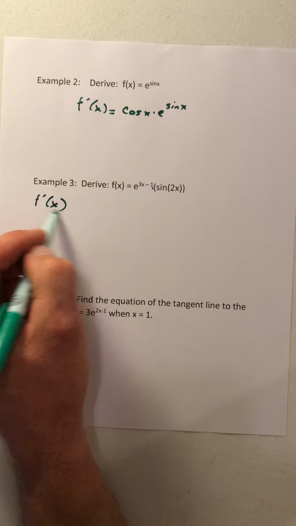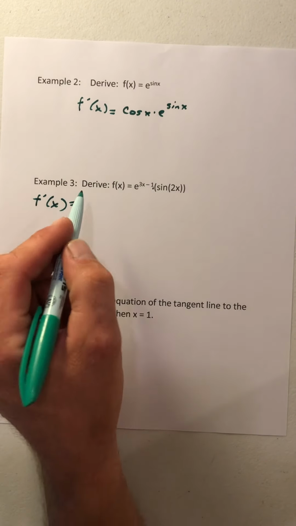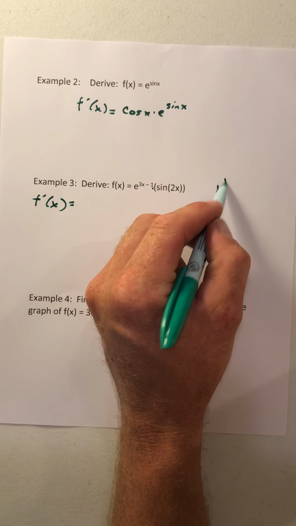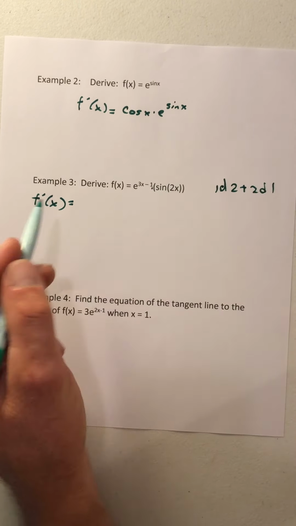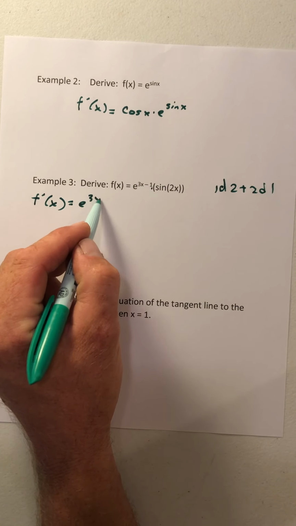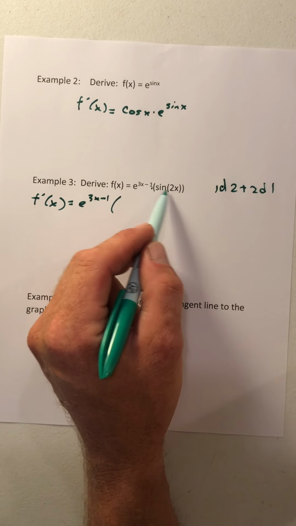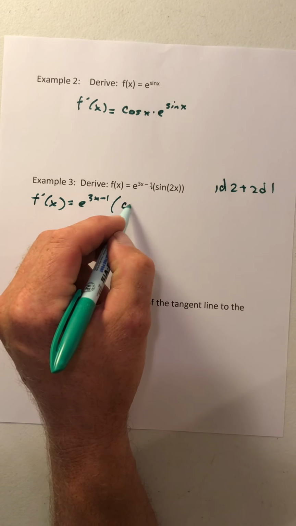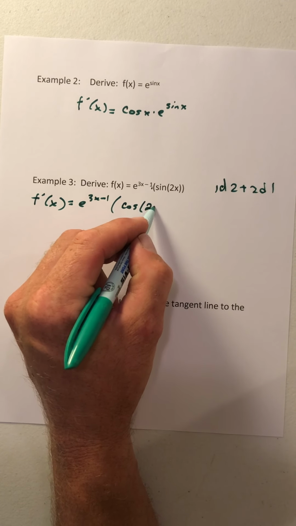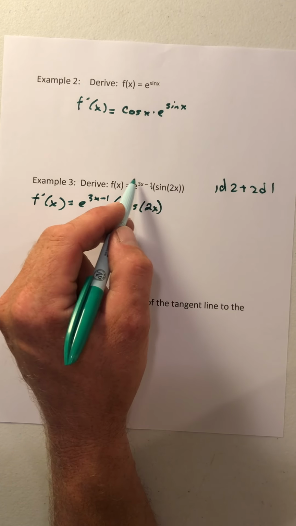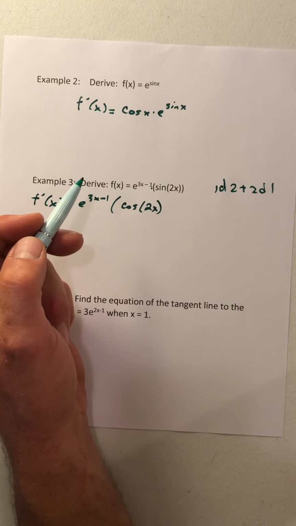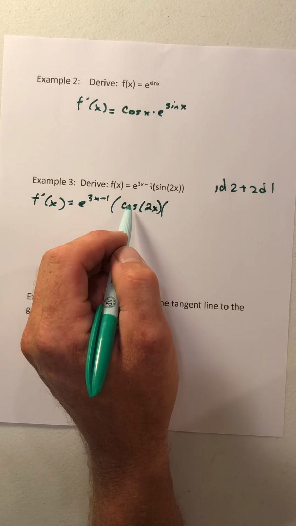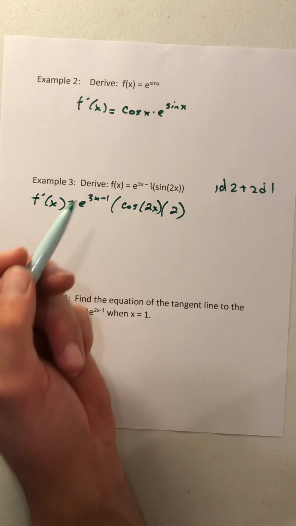So f prime of x. Remember, our derivative for product rule is 1d2 plus 2d1. So we're going to rewrite the first term, e to the 3x minus 1. We're going to take the derivative of the sine of 2x. So the derivative of a sine, we take the derivative of the trig function, which gives us cosine. The angle does not change. So remember, the angle does not change, and the exponent of e does not change. But we do need to multiply by the derivative of the angle. So the derivative of 2x gives us 2.